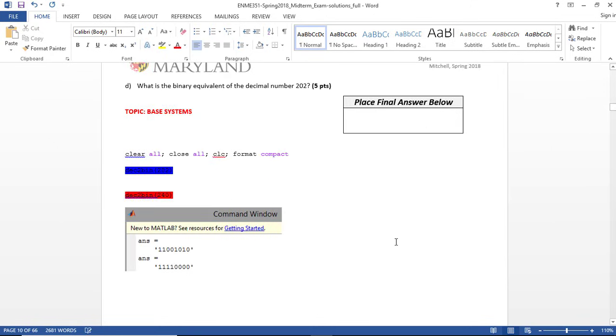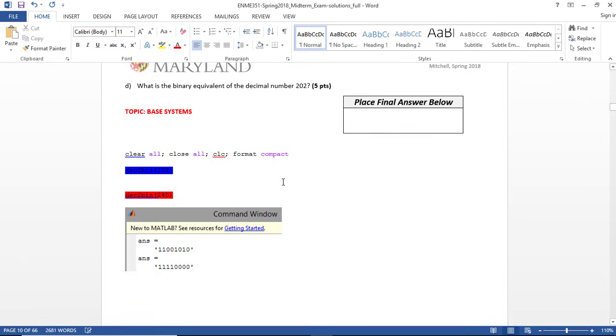Part D, this was converting between base systems. So in both versions of the exam, you were provided a decimal number and asked, what's the binary equivalent? So you could go through, right, divide by 2 and look at remainders for zeros or ones. So if you had version 1 of the exam, you had a decimal number of 202. The binary equivalent of that will be 1100 1010. And it doesn't matter how many leading zeros you have, right? You could have an infinite number of leading zeros, technically.